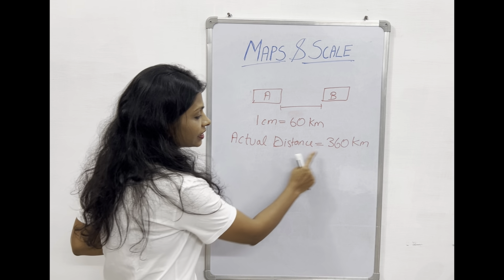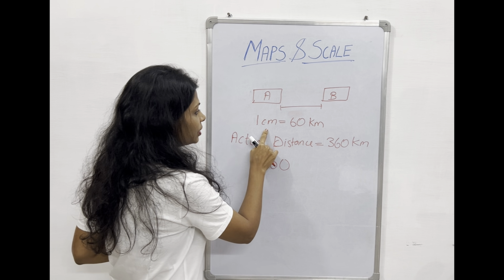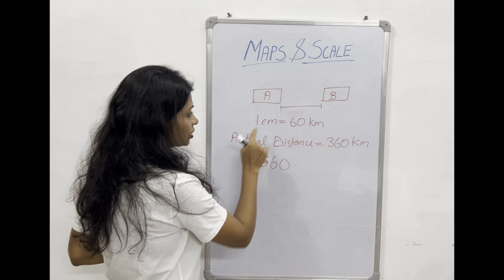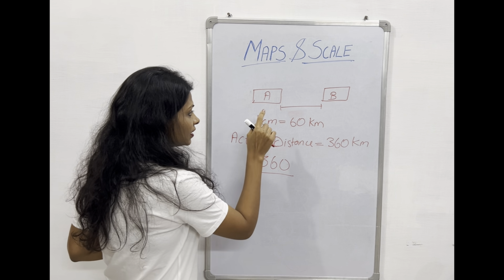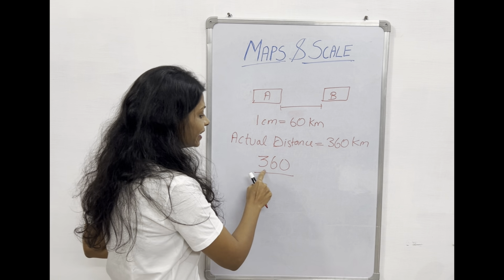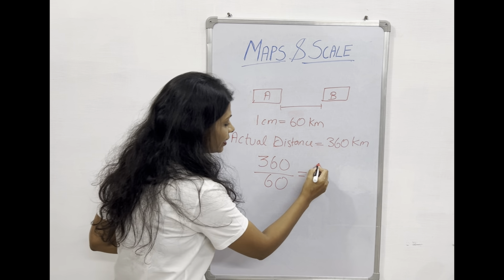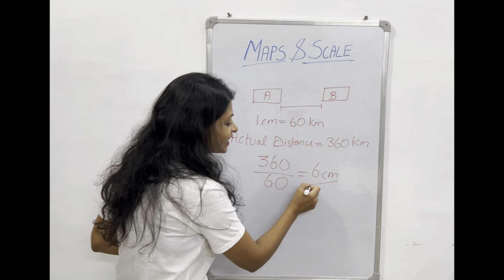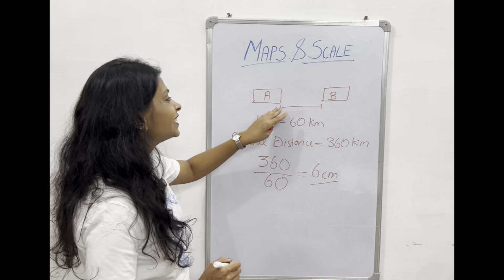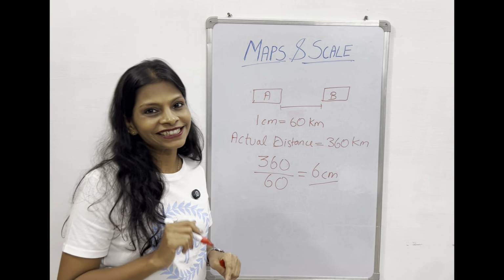Now the actual distance is 360 kilometers, and 1 centimeter is represented by 60 kilometers on the scale drawing. Hence, the distance between city A and B on the map will be 360 divided by 60. When I divide this, I will get my answer as 6 centimeters. Hence, the distance between city A and B on the scale would be 6 centimeters.